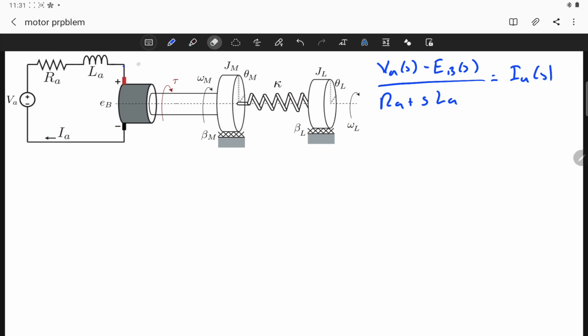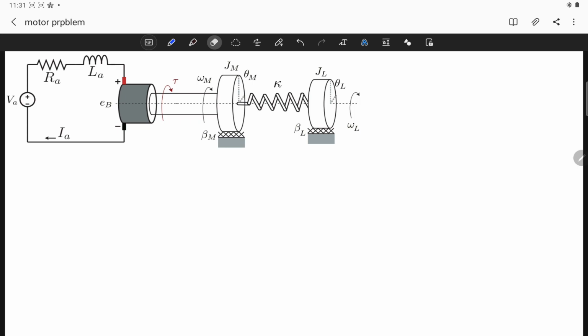That's great. The critical part is that the main input of the system is, of course, the armature voltage. But in order to affect the electrical circuit and generate the current, we need to have a feedback operation where we subtract EB of S from VA of S, which is critical in the block diagram topology that we will construct in this problem. Okay, that's nice. Now the mechanics.